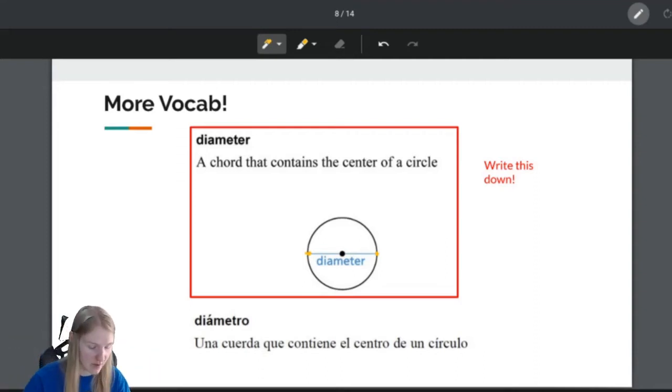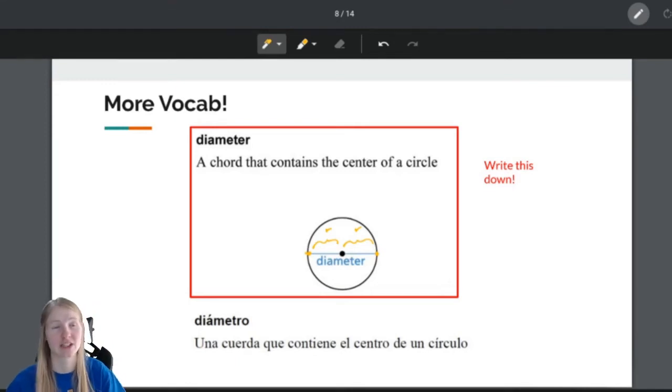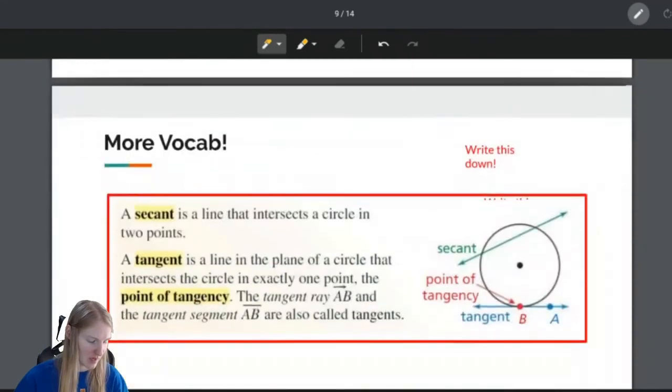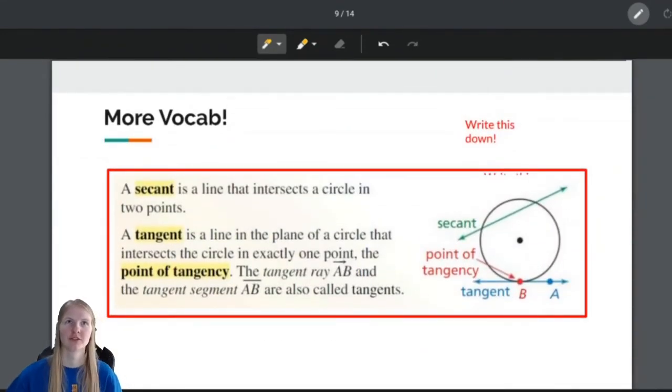So this diameter is actually 2 of the radiuses, the radii, plural of radius is radii, put together. So the official definition is a chord that contains the center of the circle. If your segment does not go through the center of your circle, it's not a diameter. All right. I think these might be the last vocab words.